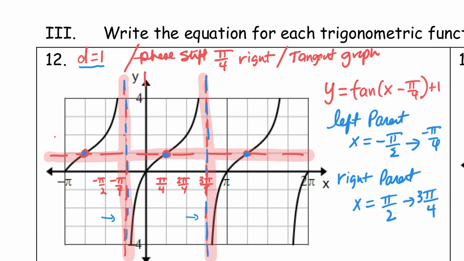So the question was, how much did I shift? Well, here it's 2 pi/4, because I broke it up into quarters. 2 pi/4, it shifted to 3 pi/4. So when I did the difference, it was a shift of pi/4. And since I'm moving to the right, it's going to be minus. So that is my formula, y equals tangent, parentheses, x minus pi/4, close parentheses, plus 1. It did make me think. So we have d equals 1. The phase shift to the right was pi/4. That's why you have a minus. And it was a tangent graph.